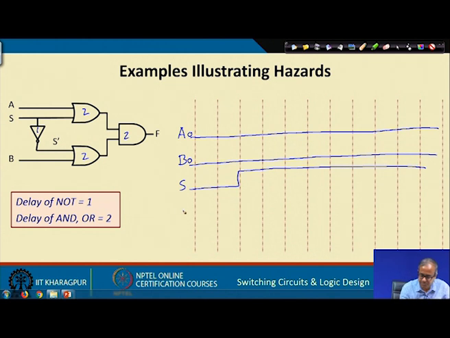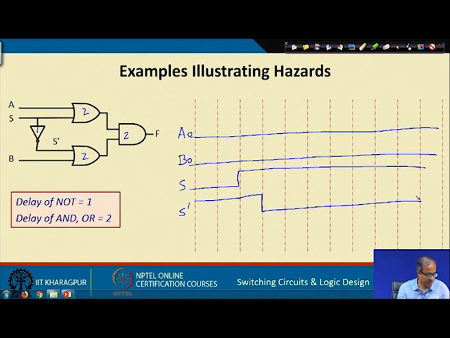So, what will happen to S prime? S prime is the NOT of S and the delay of this NOT gate is 1. So, it will be NOT, but it will not become 0 immediately; it will after a delay of 1. These grids I have shown are 1 unit. So, after 1 unit S bar will become 0 and then it will remain 0.